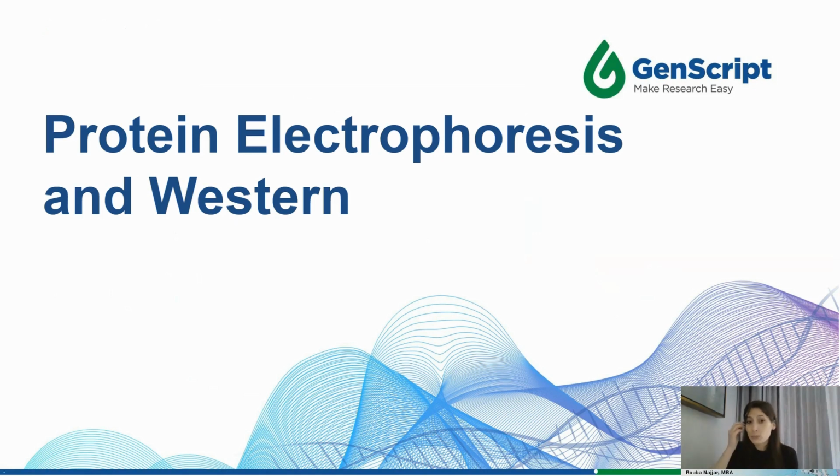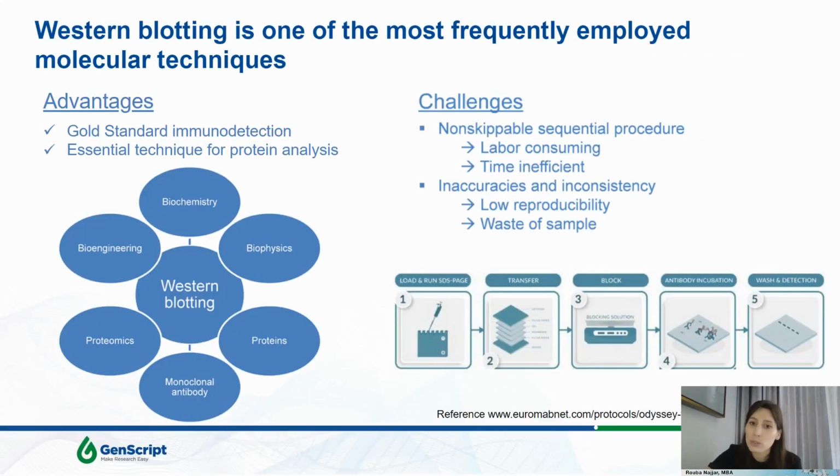And with that, I'm going to switch gears and talk about our protein electrophoresis and Western solutions. Of course, Western blotting is a very commonly used technique, and it has wonderful advantages. There's a reason why it's been commonly used. It's the gold standard for immunodetection, and it is definitely an essential step for various applications, of course, bioengineering, proteomics, again, immunodetection, different kinds of protein applications.